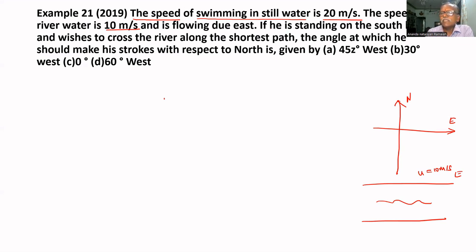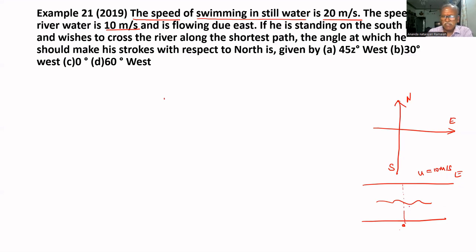If he is standing on the south bank, this is south. So somebody is standing on the south bank and wishes to cross the river along the shortest path. The angle at which he should make his strokes with respect to north is... he has to swim from south to north, he has to cross.